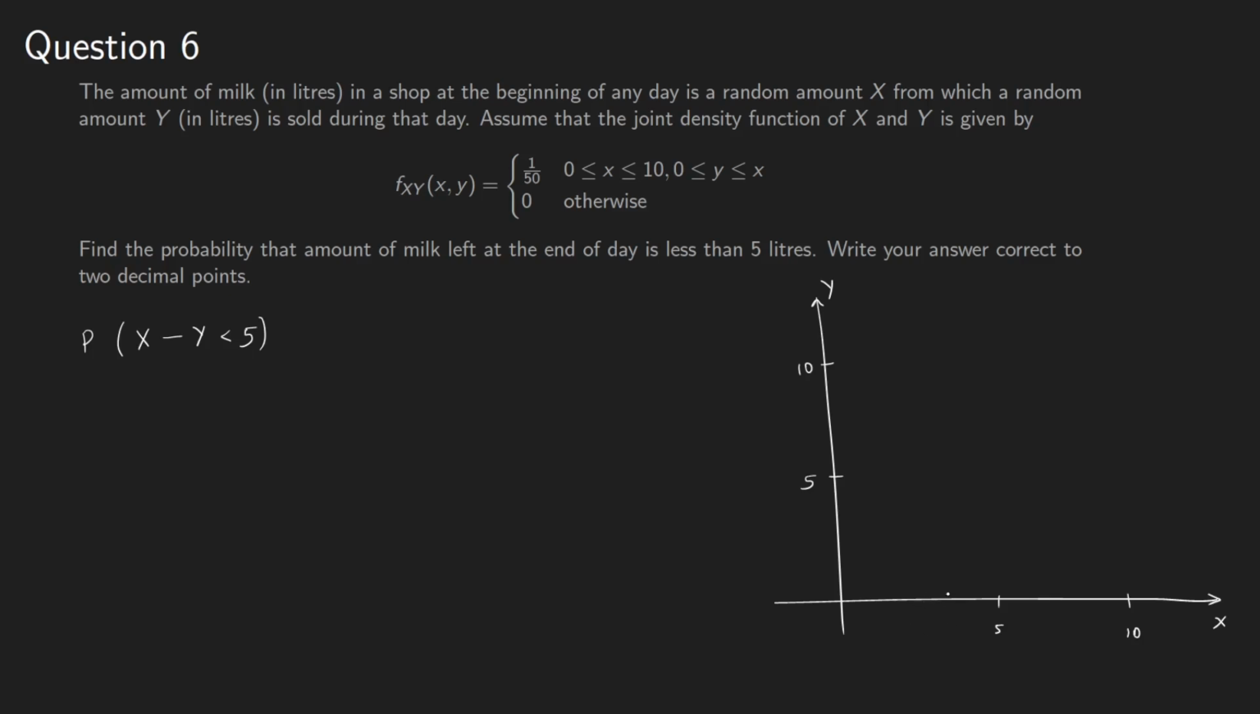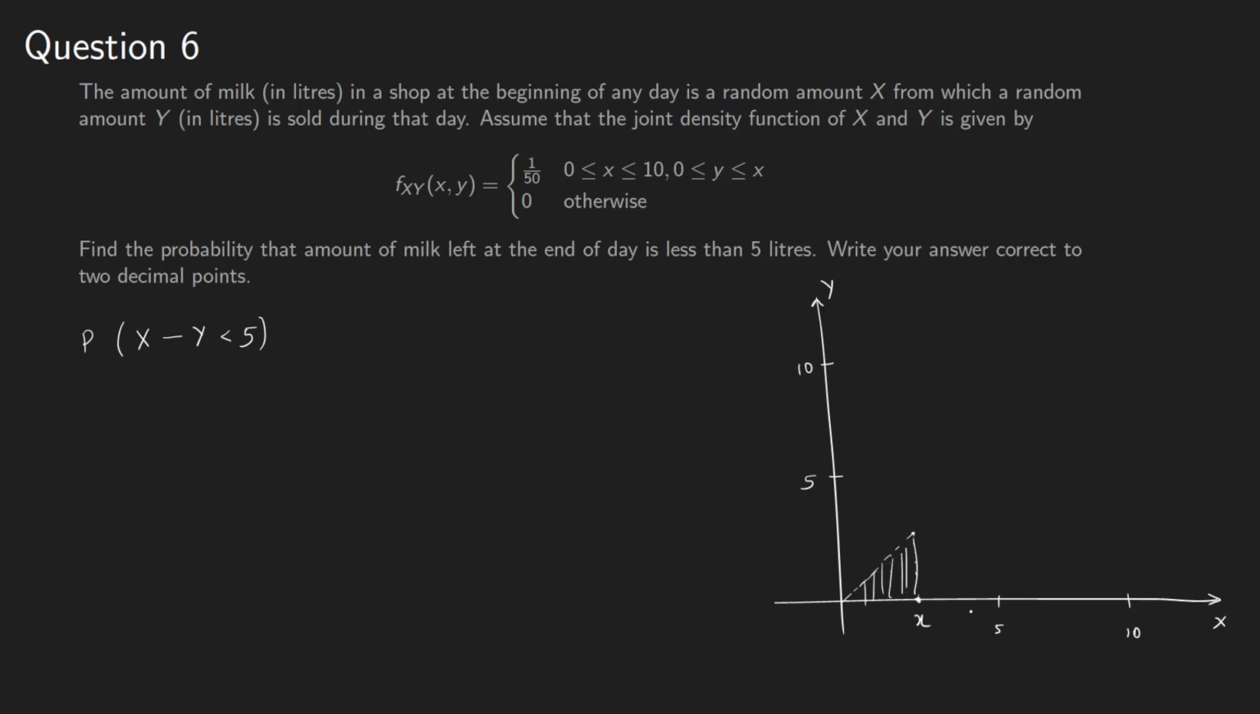So as you can see here, if we have some x amount of milk at the beginning of the day, then the maximum amount that can be sold during the day would be x, right? So if suppose this is the x at the beginning of the day, you have this much milk. So the maximum amount of milk that can be sold during the day would be x, but it can be even lower also, right? So for any point this is true. So if we consider any other point, it will be like this. So these are all the possible values of x and y that can happen.